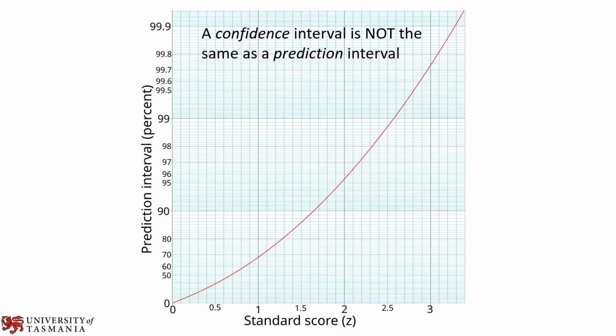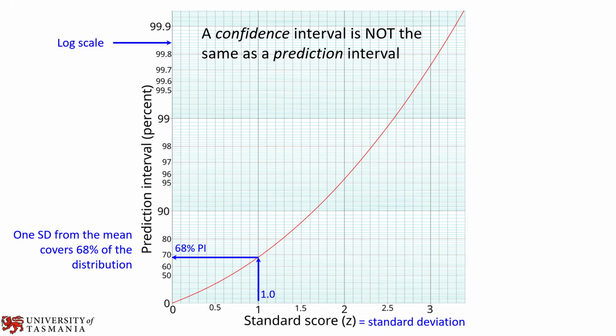It's important to note that a prediction interval is not the same as a confidence interval. So what I've shown here is prediction interval against the standard z-score. Note that the y-axis there is in a log scale. The z-score could be interpreted as standard deviation. So for a z-score of 1, you have a 68% prediction interval. In contrast, and this is where I was coming to from the previous slides, if you have a 90% prediction interval, that corresponds to a standard z-score of 1.645. And so it's important not to confuse confidence intervals with prediction intervals.